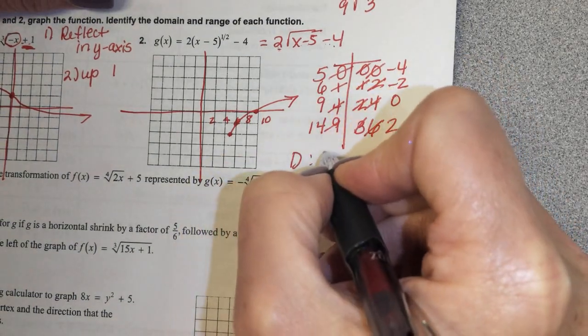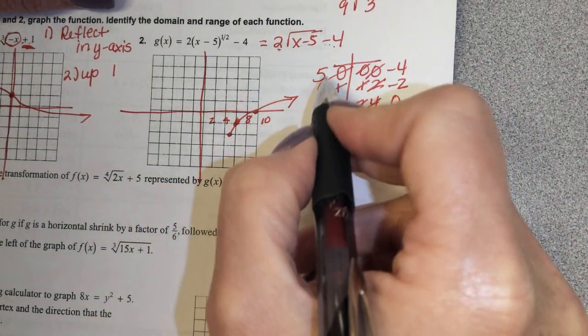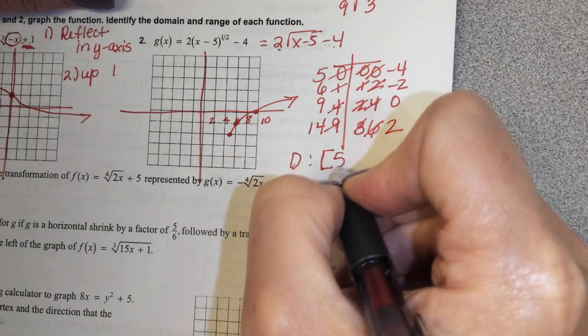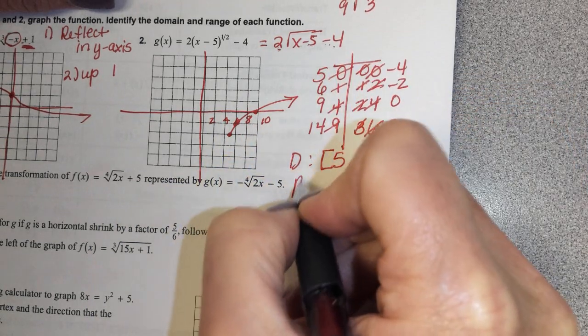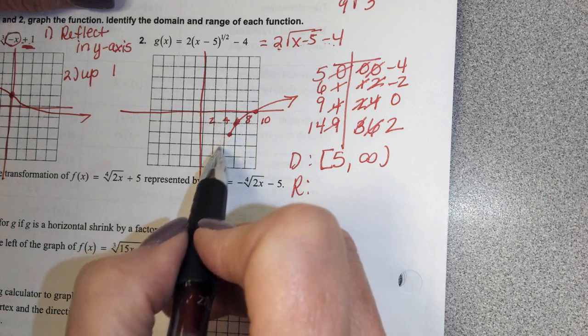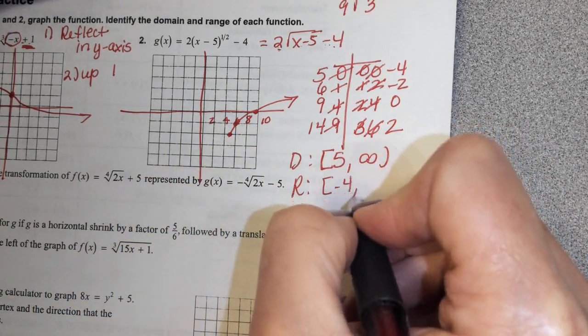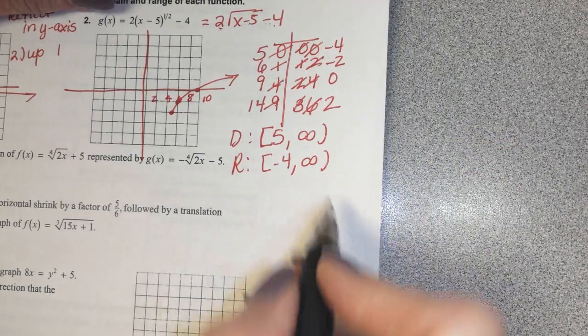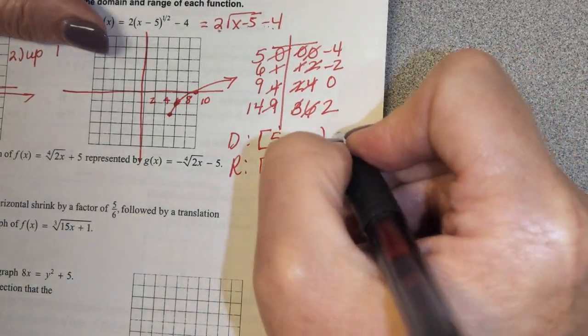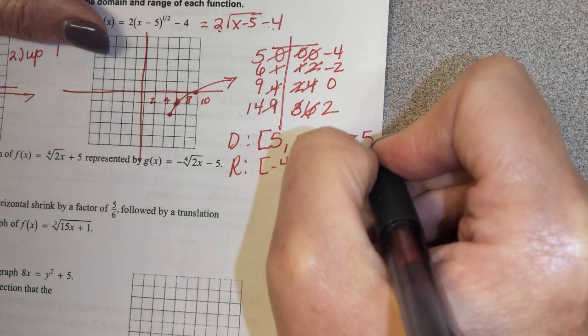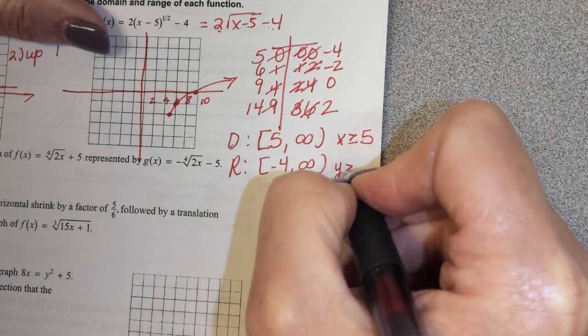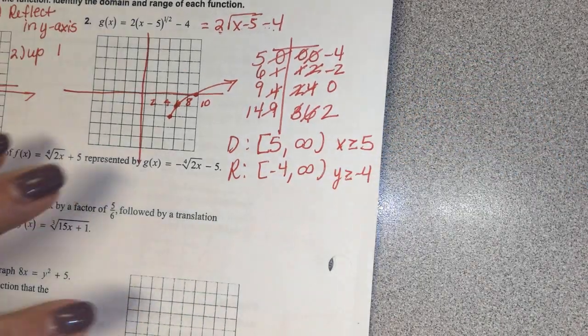Our domain here is going to be from our first point that we could use, which would be 5 to infinity. The range is normally from 0 to infinity, but now it's going to go from -4 to infinity. Remember, in Big Ideas, they would write these as inequalities. X greater than or equal to 5, y greater than or equal to -4.